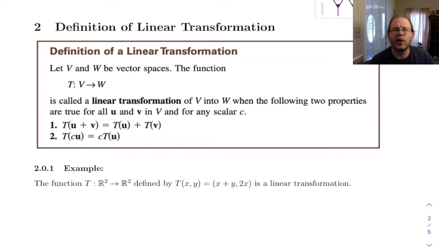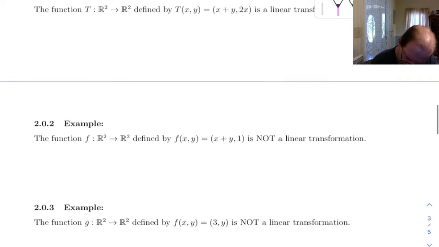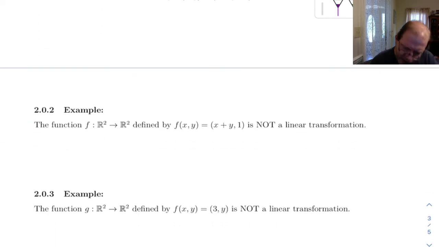The 3Blue1Brown video that I recommended does a good job of explaining this stuff. I've got an example here, and then I've got two non-examples. Let's play with the non-examples first. We want to show that this is not a linear transformation. And the thing that makes this one not a linear transformation is this 1 here.